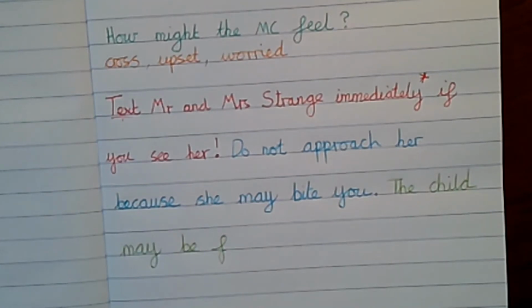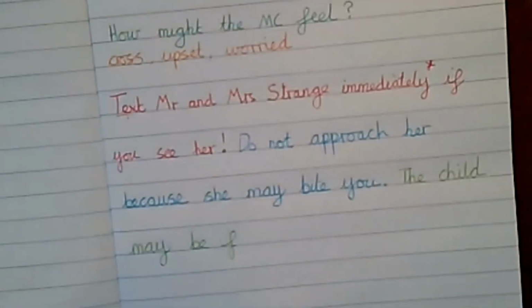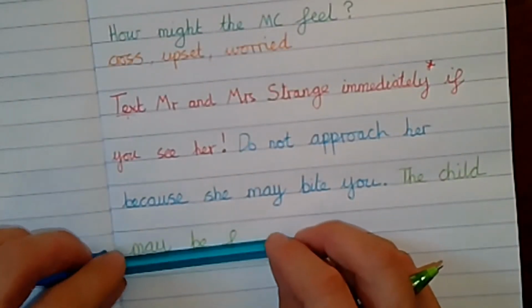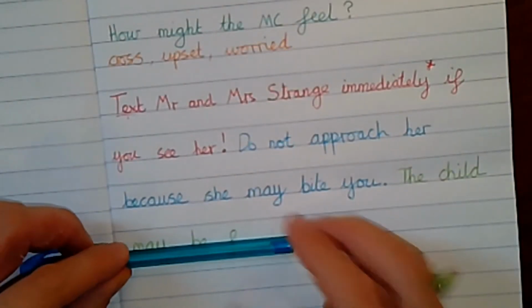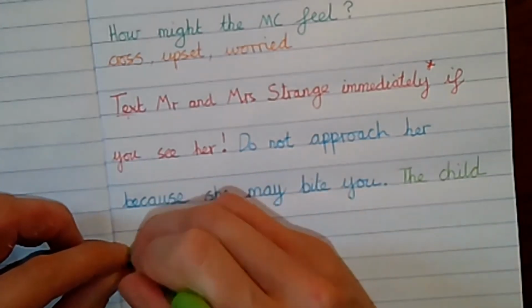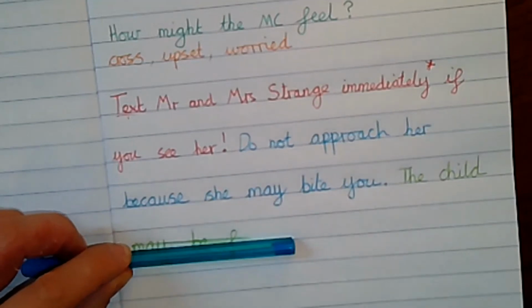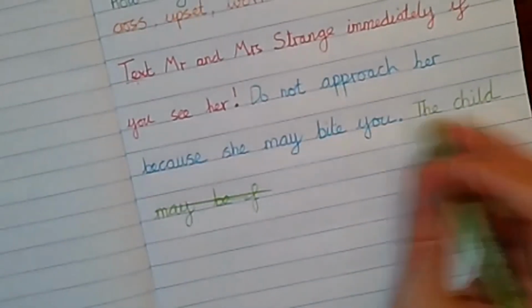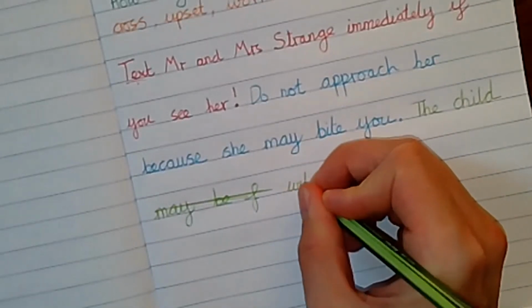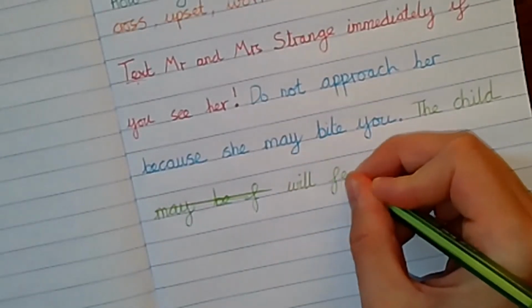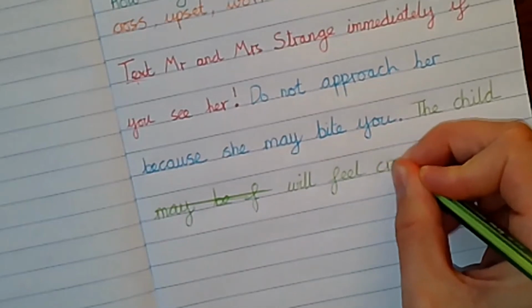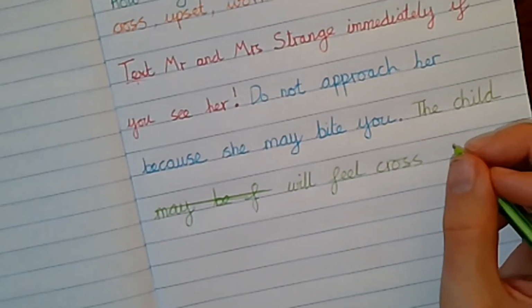The child, I'm going to change it. I'm going to change what I said. The child will feel cross if you go near her because she does not want to leave the forest. So I'm going to get my ruler here. So I've used my ruler. Nice, neat line. The child will feel cross. And cross just means a bit angry or upset.